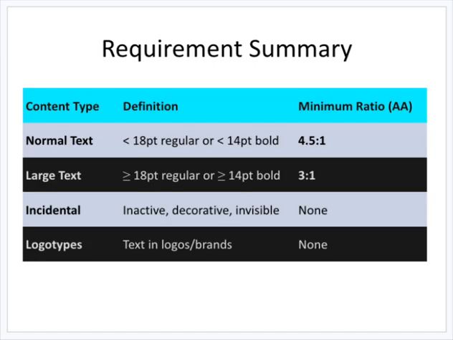This slide shows the requirement summary of what we have talked about so far. If you have normal text, which is less than 18 point regular or less than 14 point bold, the minimum contrast ratio is 4.5 to 1. If you have larger text on the page, which is greater than or equal to 18 point regular or greater than or equal to 14 point bold, it will have the 3:1 minimum ratio requirement. If you have incidental text like inactive form controls, decorative text or invisible text, it does not have any color contrast requirement. And logos or brand logos also do not have any color contrast requirement.